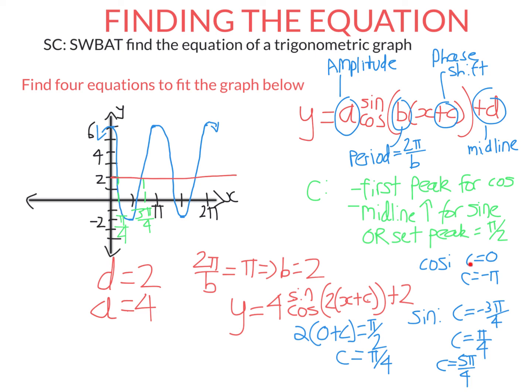I have found this one here will be y equals 4 cos 2x plus 2. When C is negative pi, I have y equals 4 cos (2x minus pi) plus 2. Or I could have y equals 4 sine (2x minus 3 pi on 4) plus 2. I could have y equals 4 sine (2x plus pi on 4) plus 2. All of these values of C can be substituted into this equation and they will give a valid equation for this graph.